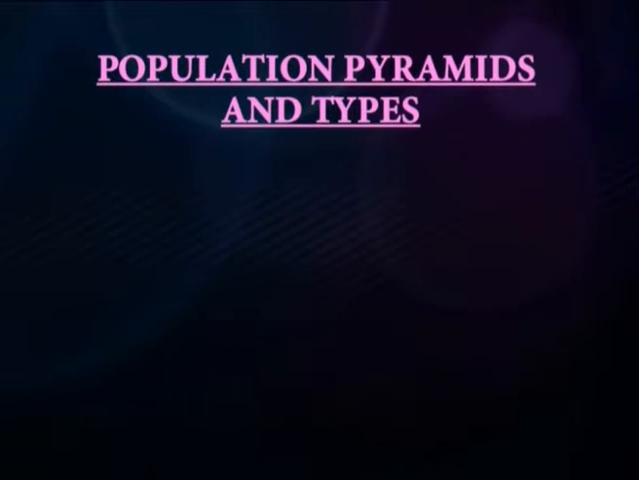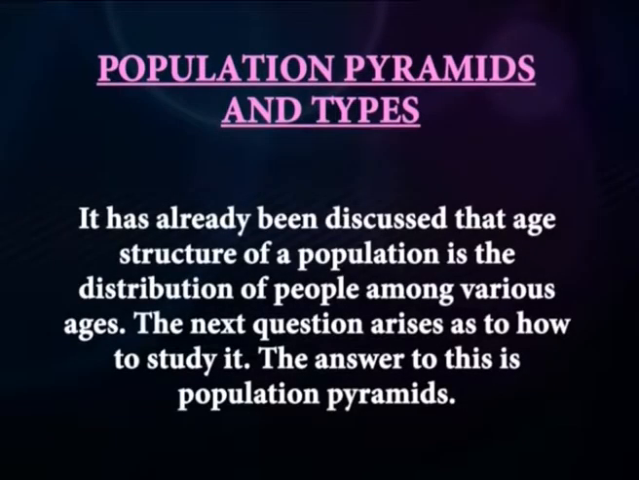Population pyramids and types. It has already been discussed that the age structure of a population is the distribution of people among various ages. The next question arises as to how to study it. The answer to this is population pyramids. These show pictorially the population of an area or country in terms of its composition by age and sex at a point in time. The series of horizontal bars in a pyramid represent the percentage contribution of each age and sex group, mostly a 5 year age group interval in the population.